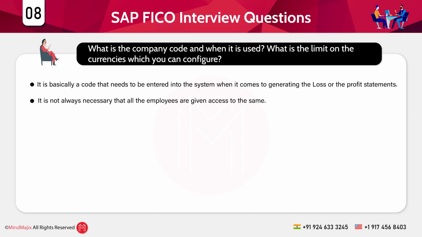The next question is, what is the company code and when is it used? Also, what is the limit on the currencies which you can configure? So it is basically a code that needs to be entered into the system when it comes to generating the loss or the profit statements. It is not always necessary that all the employees are given access to the same. It is possible for the users to create up to 3 currencies, among which one generally remains local and the others can be considered as parallel.